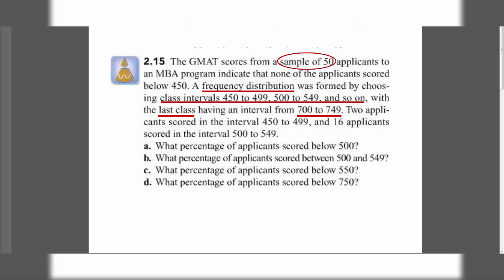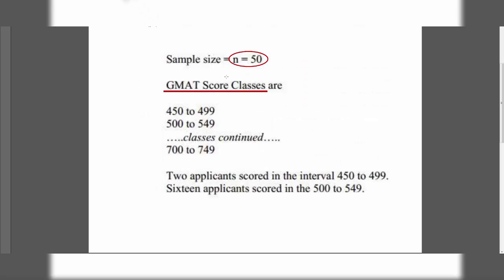We are given this information about the classes, and then we are also given some information about counts. We know that 2 applicants scored in the interval 450 to 499, and 16 applicants scored in the interval 500 to 549. To help us visualize this, it would be easier to make a table. This is a little bit difficult to discern from the text, so let's just start. These are our rough notes from the problem.